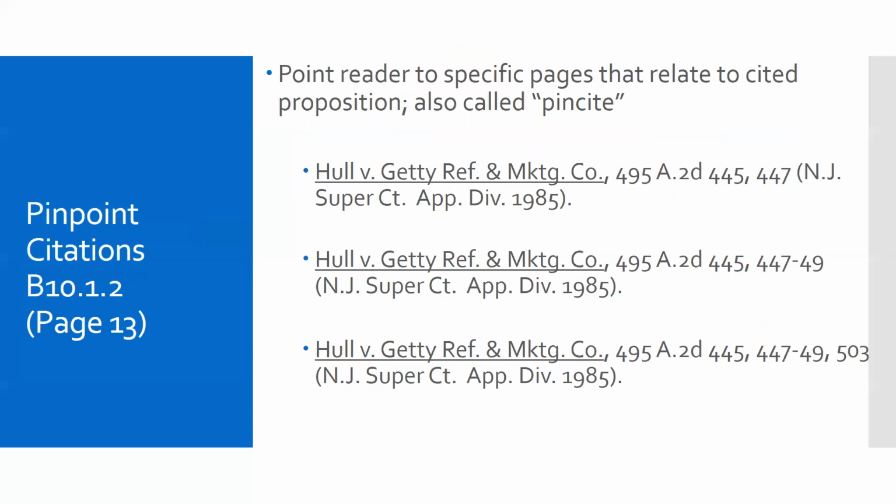So there also are pinpoint citations. These are meant to point the reader to a specific page or pages that relate to a proposition that you're asserting. So you can see in this example, this is pointing the reader to page 447. And the other one, you're referring the reader to 447 through 449. But the Bluebook does require you to cut off that initial redundant number 4.